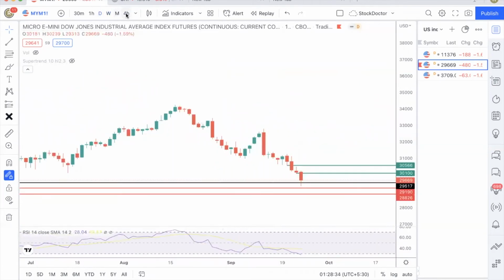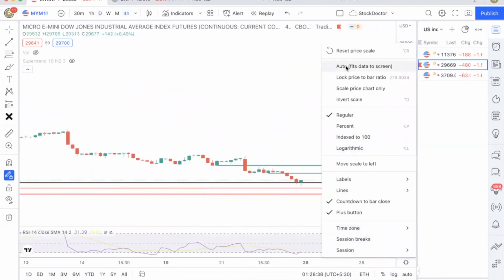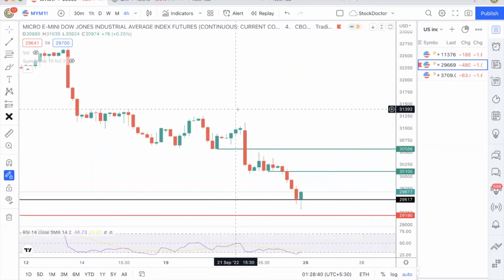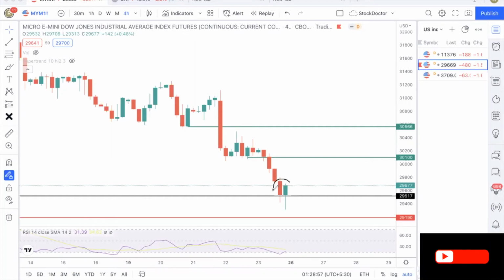So if we convert it into the 4 hourly chart, you can see here, same as we saw for the Nasdaq 100, it has created a hammer candle here. With the hammer as well, you can see here, it has created a kind of bullish piercing pattern here. So that's why I'm looking for upside.